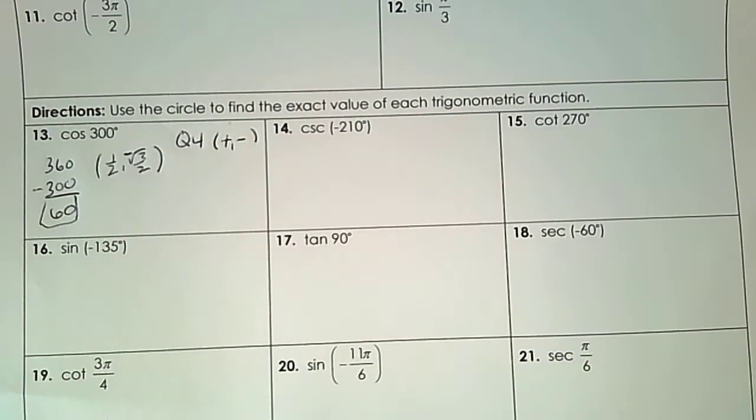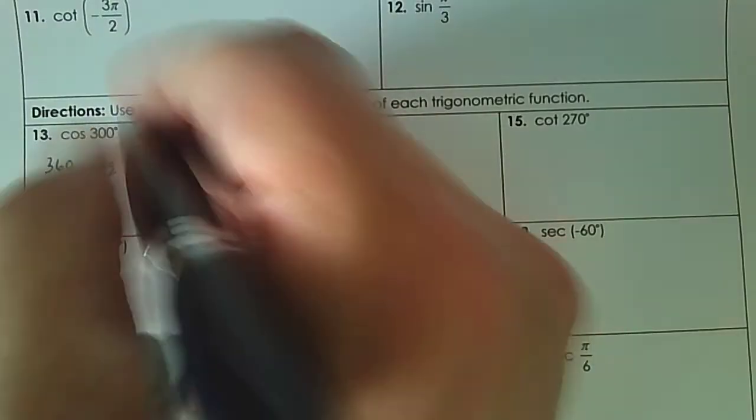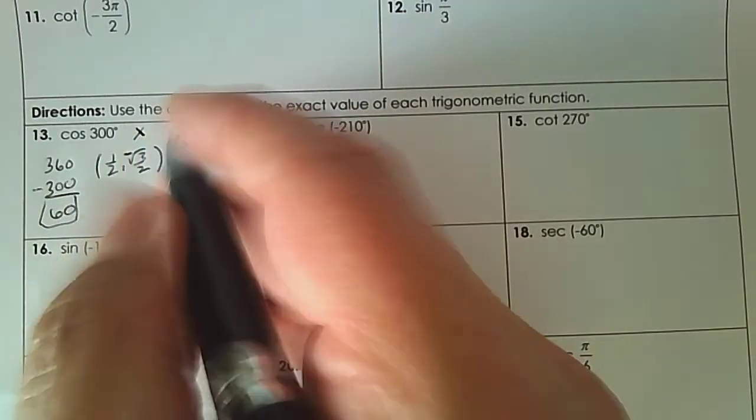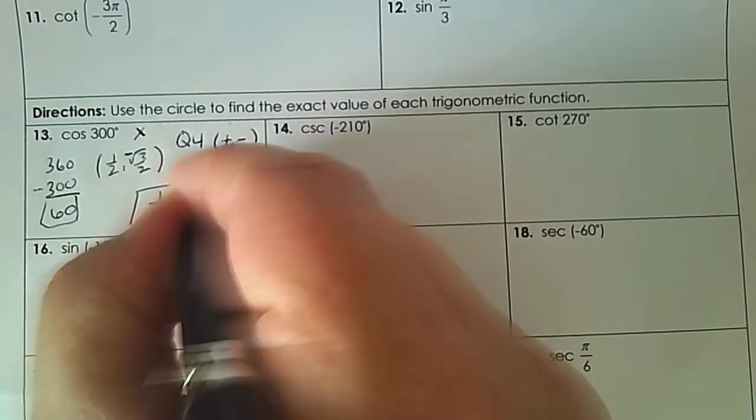The second thing I need to know is the definition. Cosine goes with the x coordinate only. So for this point, only write down the x coordinate and you have the answer.